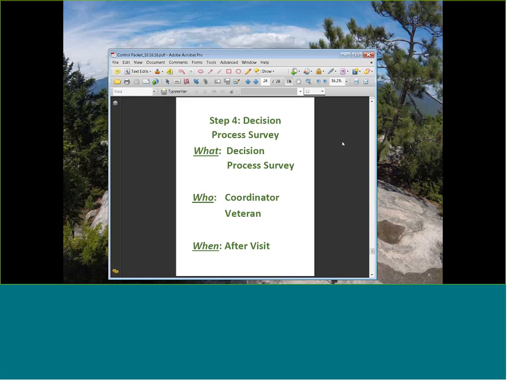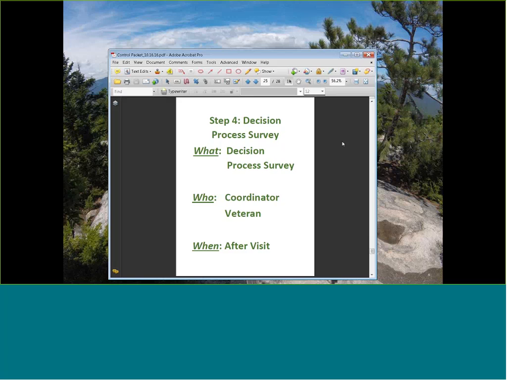Now, after that surgeon preference survey is completed, the veteran and the surgeon can go about their visit and have their clinical interaction as usual and make whatever recommendations they think are necessary for the veteran's aneurysm. After that clinical interaction is done, there's still 2 brief surveys to go, and I'm going to describe those in Step 4 and Step 5.